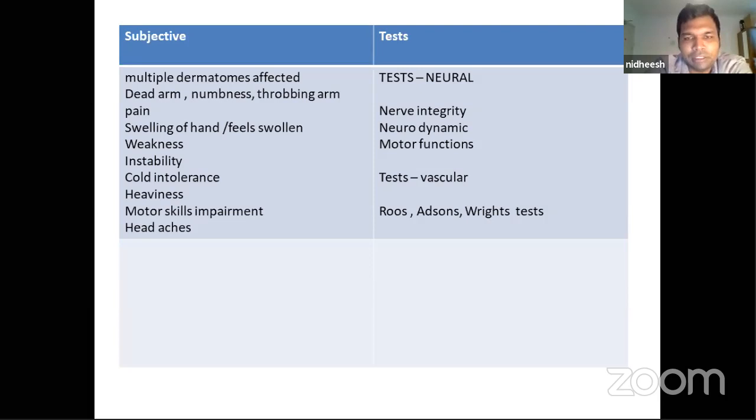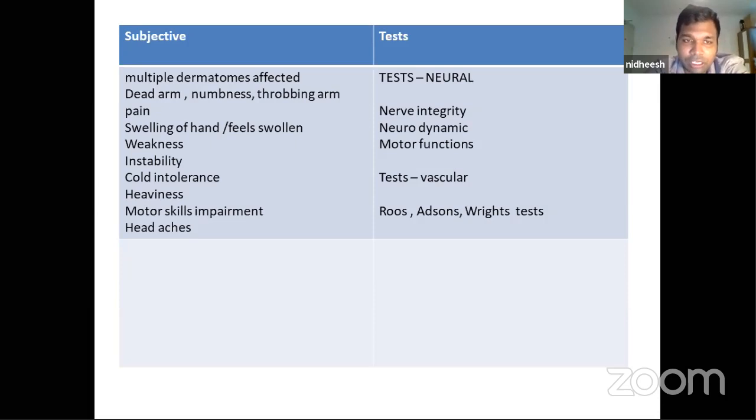Then clearly it's something that we cannot ignore or overlook: these subjective complaints. The patient telling that I have lack of sensation, I lost sensation in these parts, like multiple dermatomes, or when the patient tells you that he feels like it's a dead arm, complaining of numbness and throbbing arm pain and swelling of the hand, weakness, instability, cold intolerance, and then heaviness in shoulders and motor skills impairment, headaches.